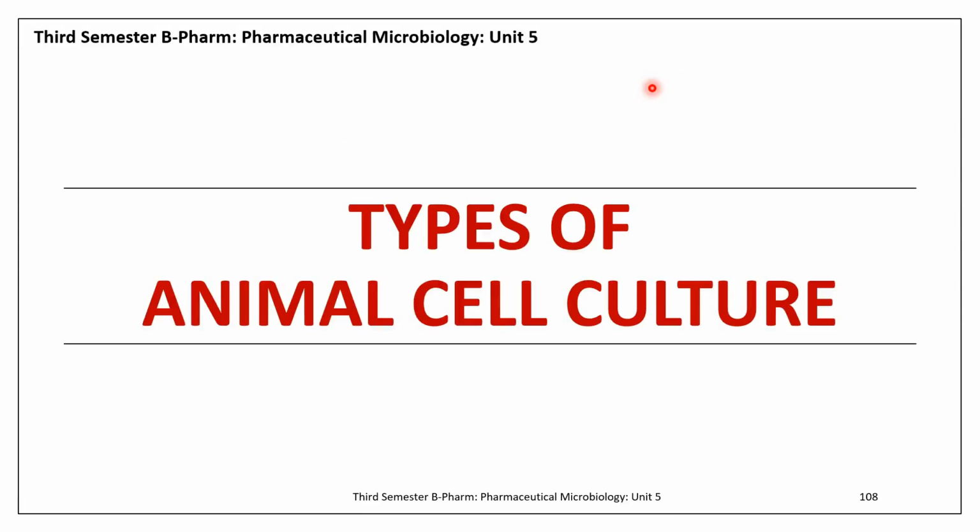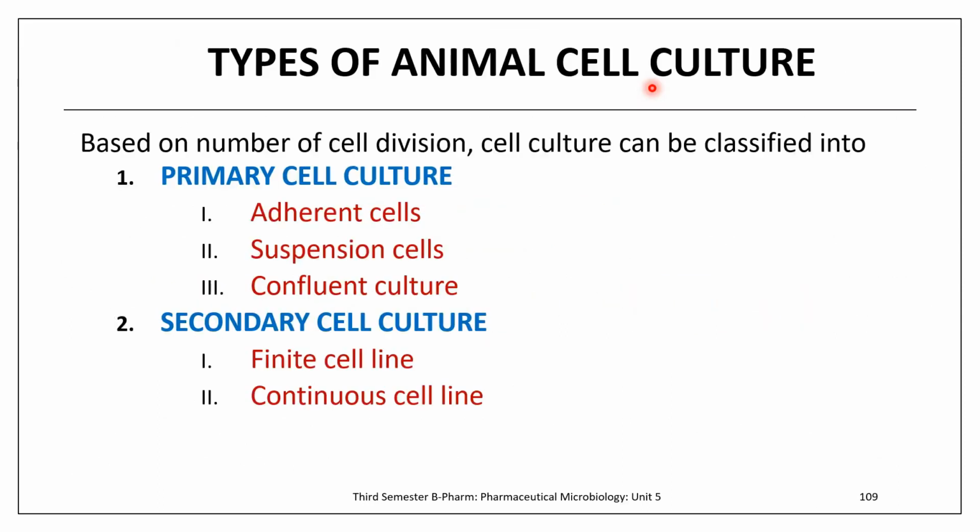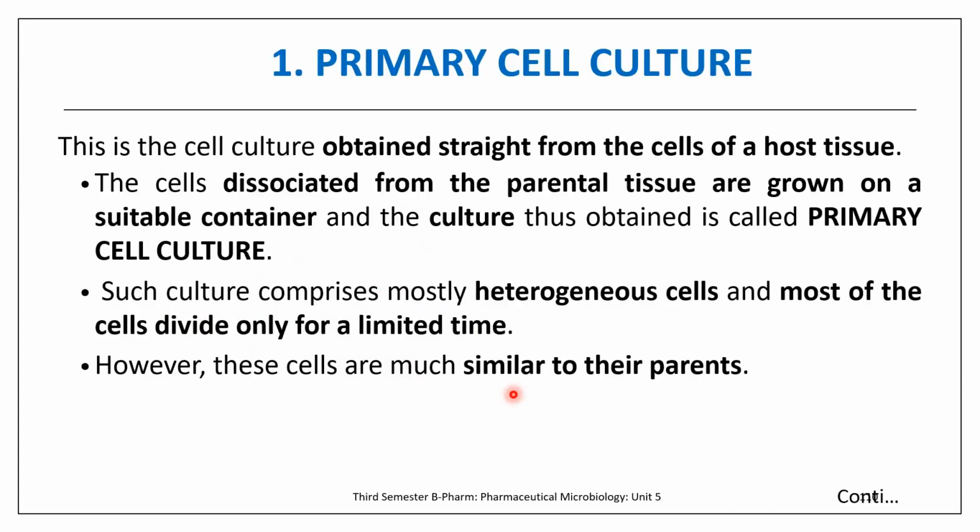Now coming to the different types of animal cell culture, we can classify the cell culture based on the number of divisions into two: primary cell culture and secondary cell culture. Primary cell culture is again divided into adherent cells, suspension cells, and confluent cells. And the secondary cell culture is divided into finite cells as well as continuous cell lines. So let's see one by one. First one is primary cell culture.